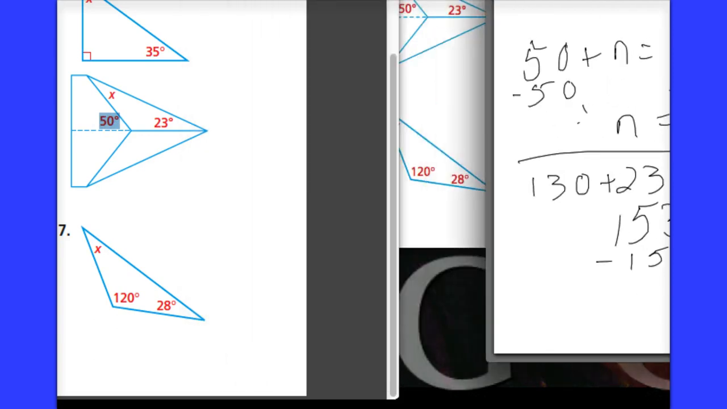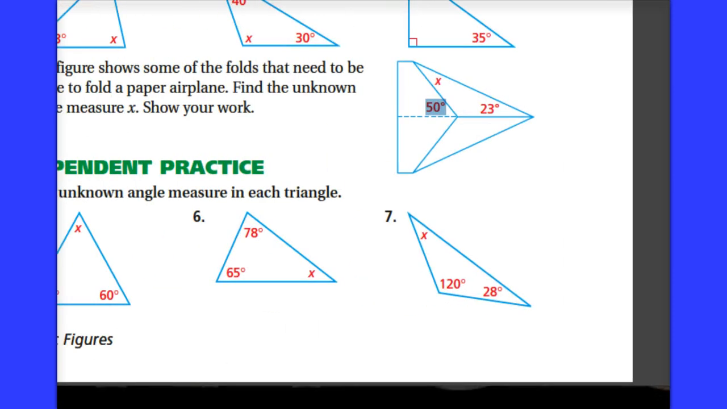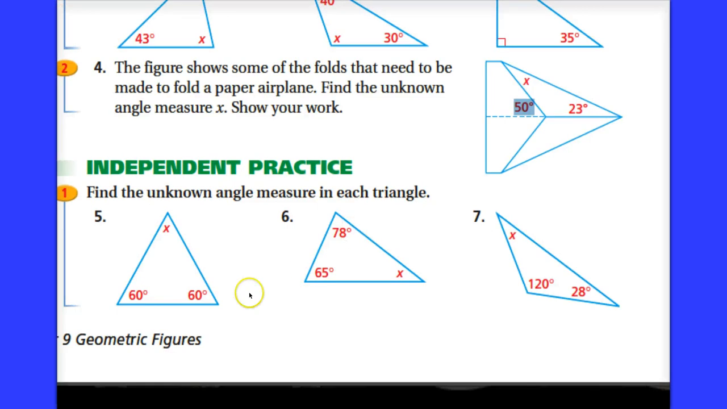So let's see if we can take a look at a few more. Okay, I've got 60 plus x. Well, again, you're going to write out your equation. 60 plus x equals 180. 60 plus 60 is 120. 120 subtracted from 180 is 60.